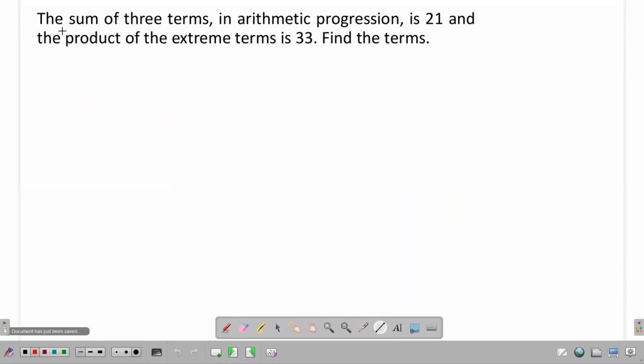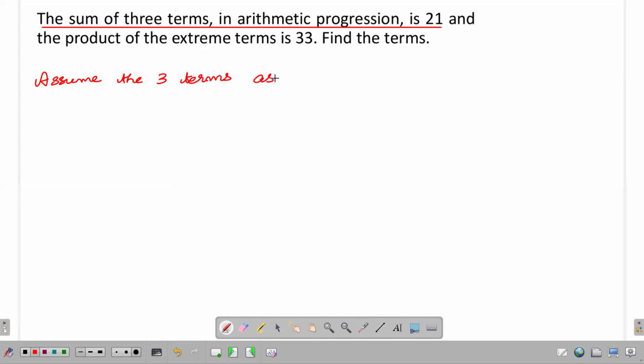Now, please note, whenever you are considering an input like the sum of 3 terms in arithmetic progression is 21, you can assume the 3 terms as: A is the middle one, A plus D, and A minus D. So A minus D, A, A plus D. You assume these 3 terms like this.